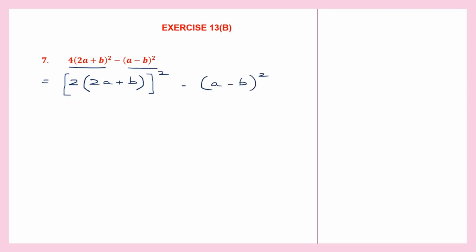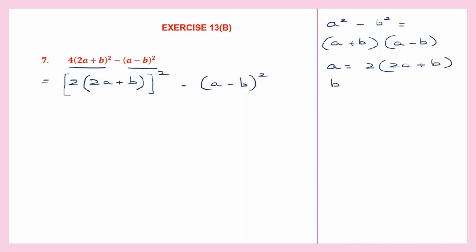So now what we can do is, we can consider this whole thing to be a square minus this b square. So that means if I have to have a square minus b square, then the answer to that, the formula is a plus b into a minus b. So in this case, a is how much? This whole thing is a. That is 2 into 2a plus b. This is a. And what is b? B is a minus b. So now we are going to write this a plus b into a minus b. So remember, a is this and b is this.